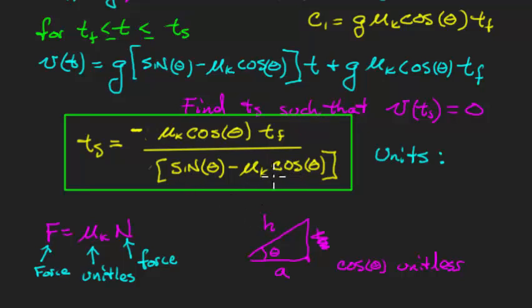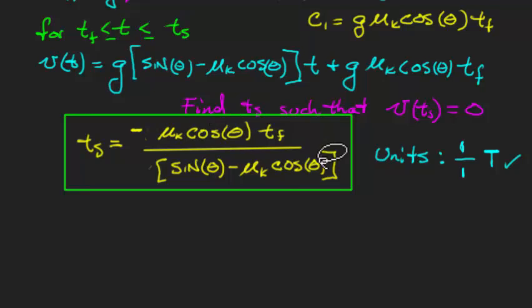Mu k is unitless. Cosine theta is unitless. So everything in this expression on the right-hand side is unitless, except for the time. The time has units of time. So what we have here on the right-hand side is something that's unitless divided by something that's unitless times something that has units of time, and we're expecting to have something in units of time, so that checks out. That's kind of cool.